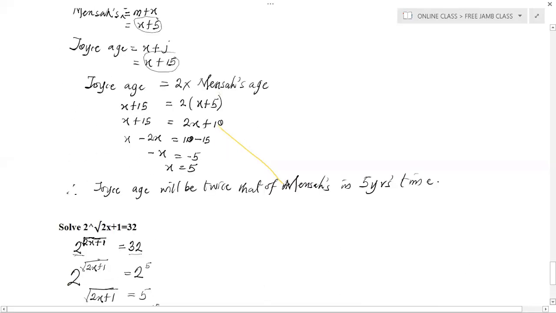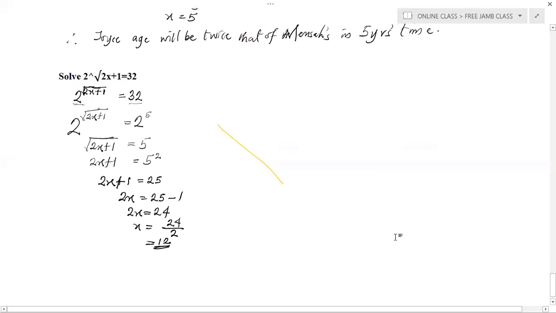The second question is this: we should solve 3 raised to power root 2x plus 1 equals 3 to the power 5. Since both sides are not of the same base, we change this 243 to 3 raised to power 5.